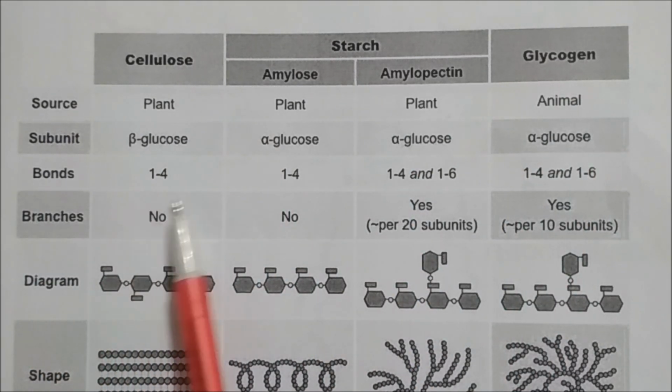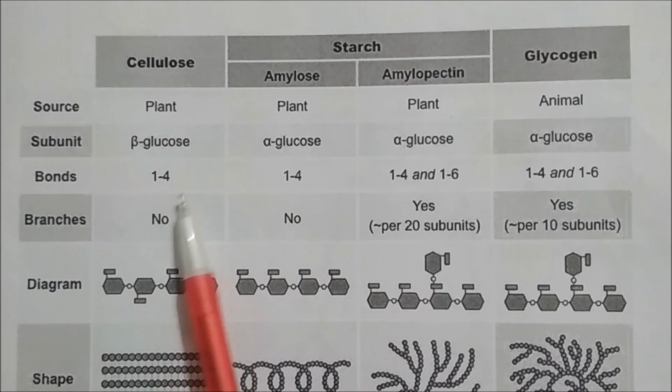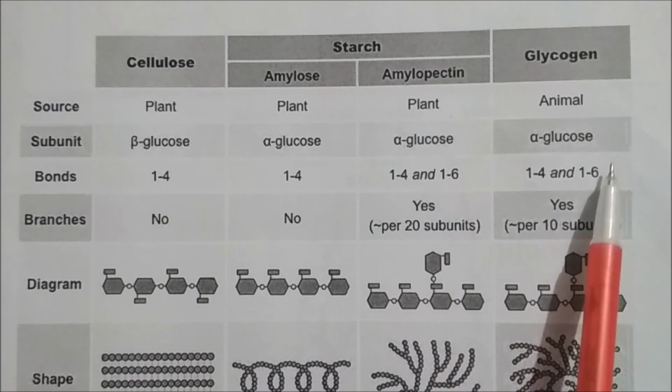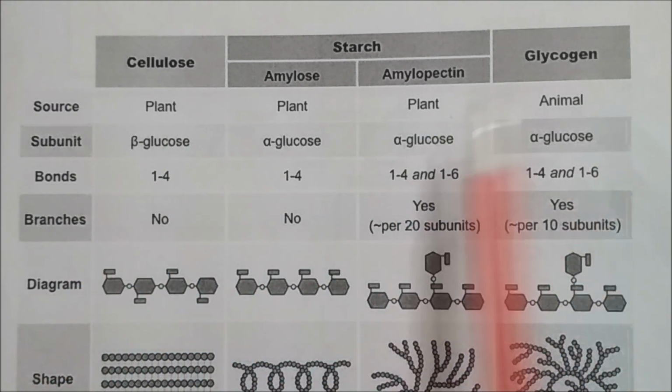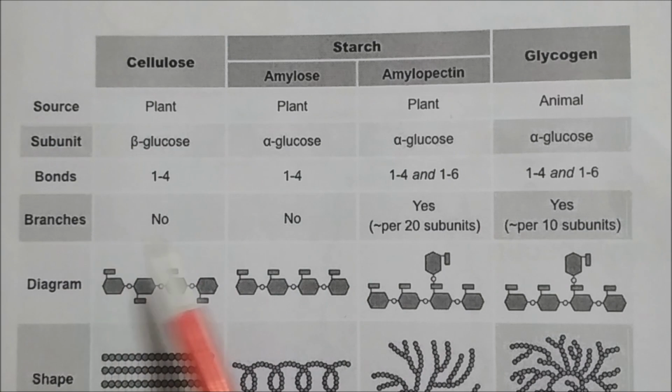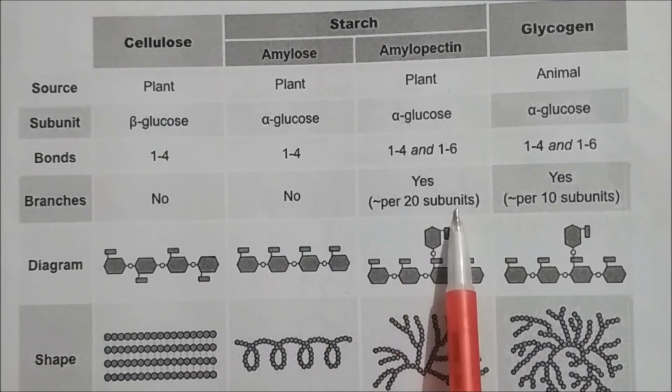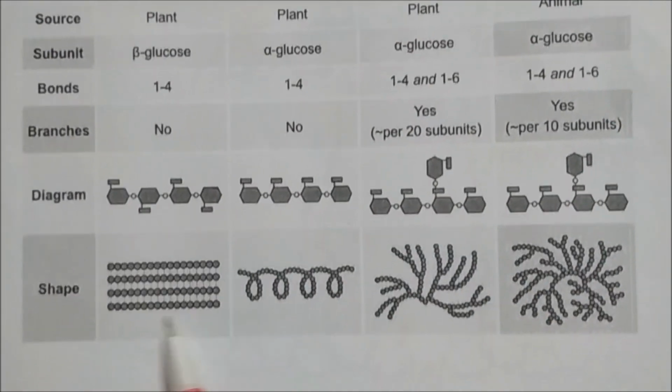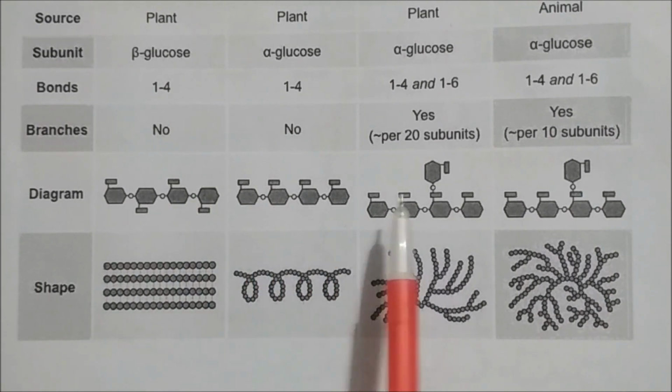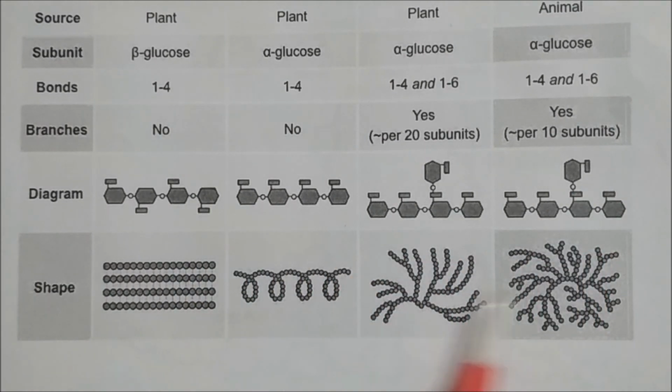Bond wise, 1,4 and 1,4, so you can remember 1,4, 1,4. This one is 1,4 and 1,6, and this is 1,4 and 1,6. So this is the only exception, the remaining are the same. Here no branches, here no branches. Amylose has about 20 subunits, here 10. And diagram wise you can see clearly this is linear, this is branched, and shape wise we have already seen it. So this is for amylose, amylopectin, and this is glycogen, and this is for cellulose.